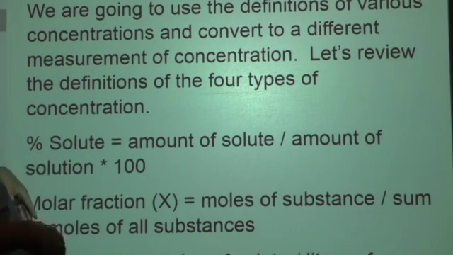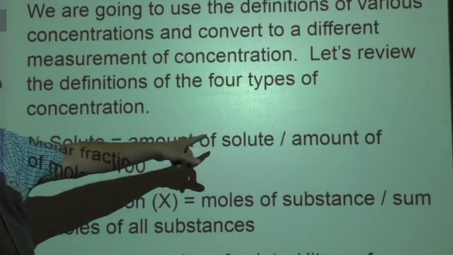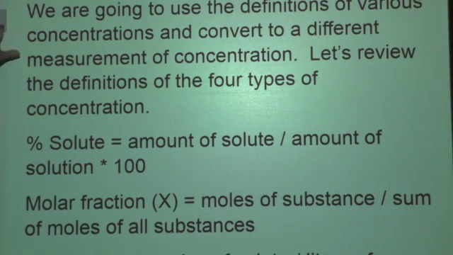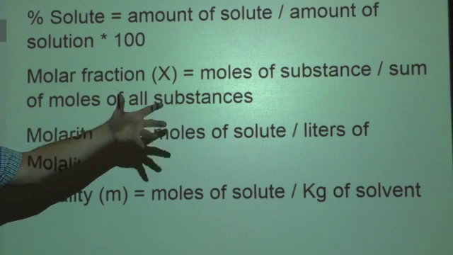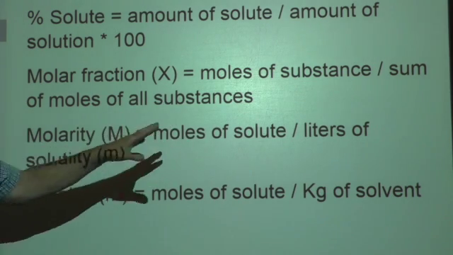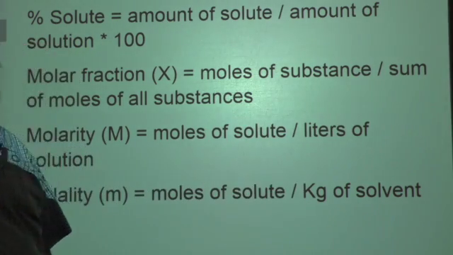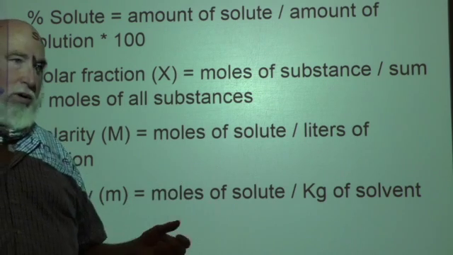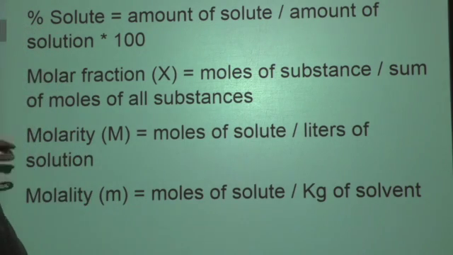In order to really get a handle on this, we need to have the four formulas down for our concentration. Percent solute: amount of solute over the amount of solution times 100. Molar fraction, which we call X sub whatever, is the moles of the substance that we're looking at, which would be our subscript here, divided by the sum of all the moles of the substances. Molarity is the moles of solute divided by liters of solution, and molality is moles of solute over kilograms of solvent. Little distinctions of the differences, and this is what causes people the most amount of grief. So you need to get those down pretty well. Okay?